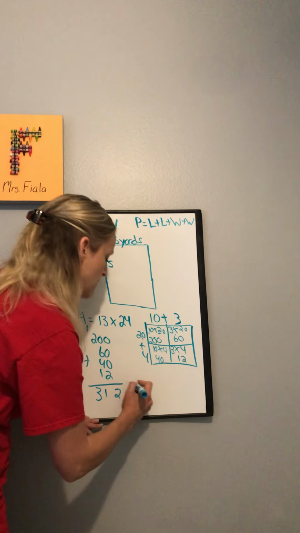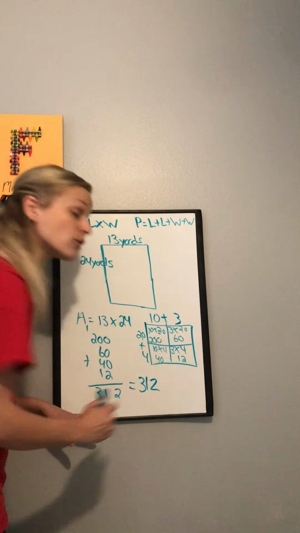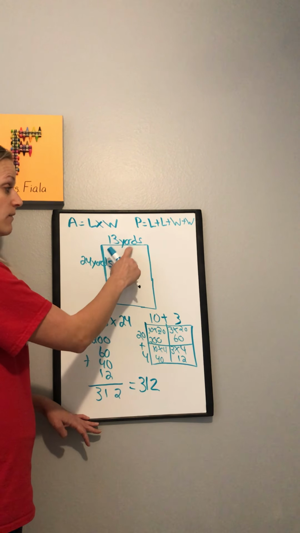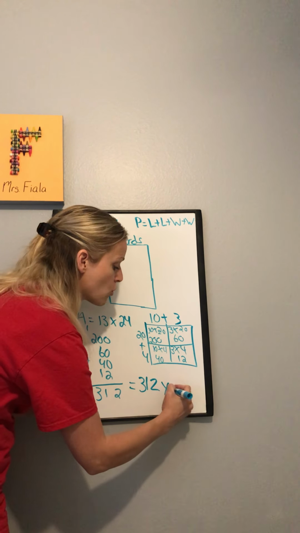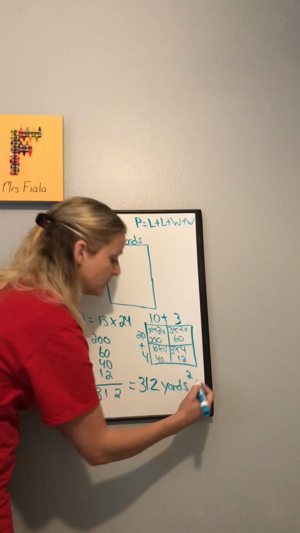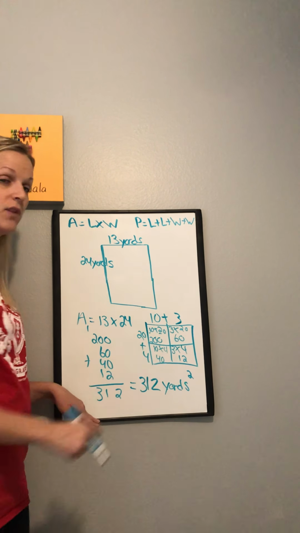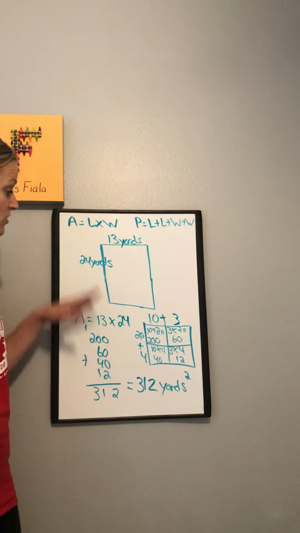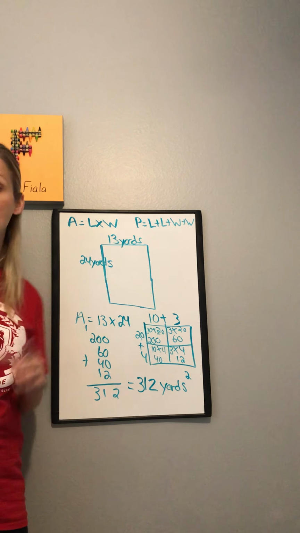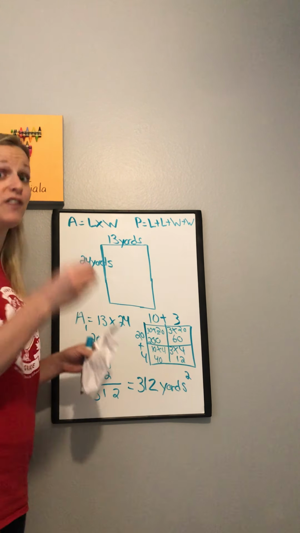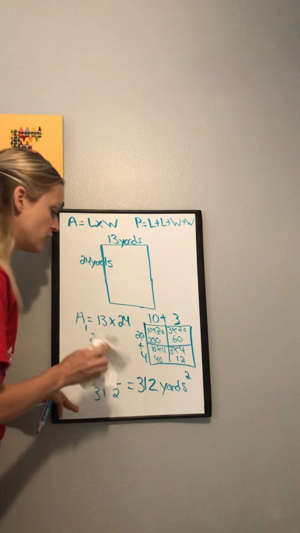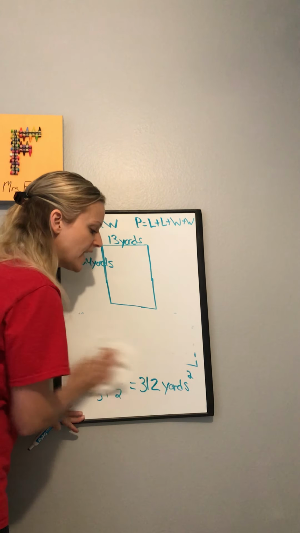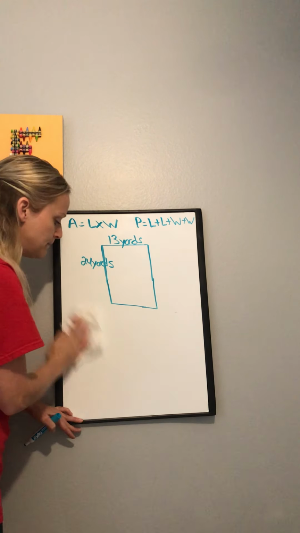312. But remember, I'm talking about area. So it's 312 yards squared. Area is squared, okay? So that's another example of how we're finding area. Now this is if you're given the length and the width. And if you're given the length and the width, finding the area and perimeter should be pretty easy.